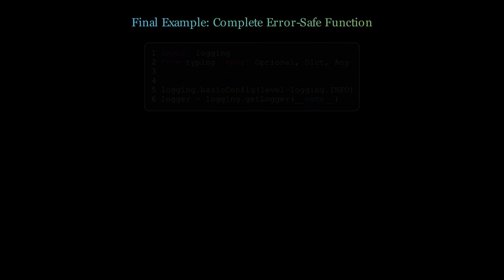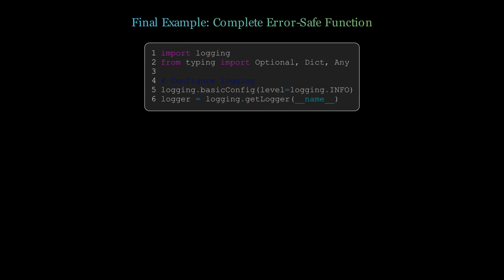Let's conclude with a complete example that demonstrates all the concepts we've covered. This function safely processes user data with comprehensive error handling, logging, and user-friendly responses. First, we import the required modules. Logging is configured at the info level, and we create a logger for structured error tracking.